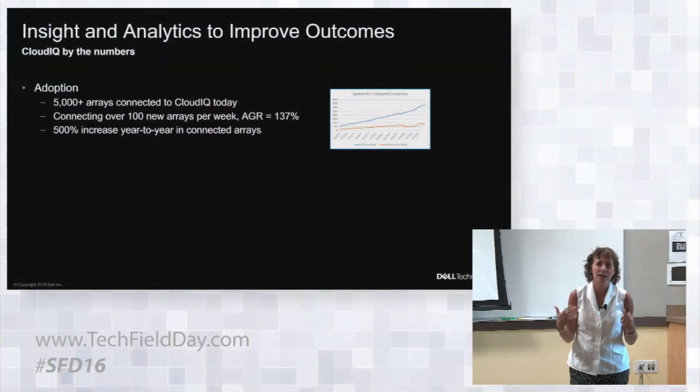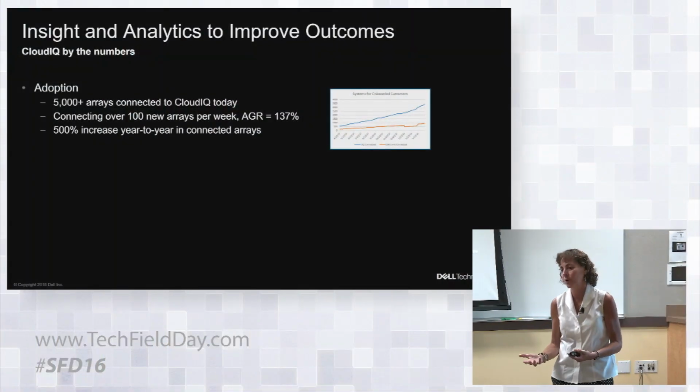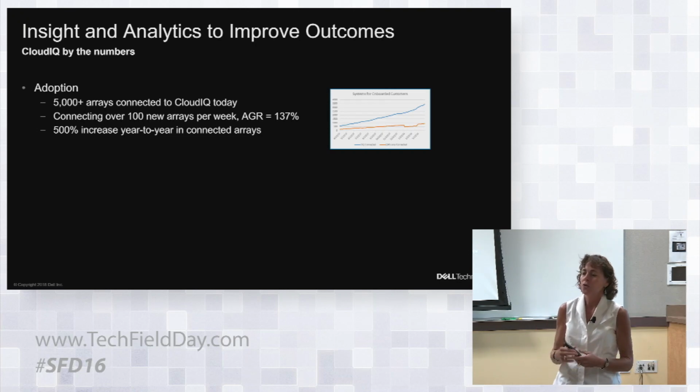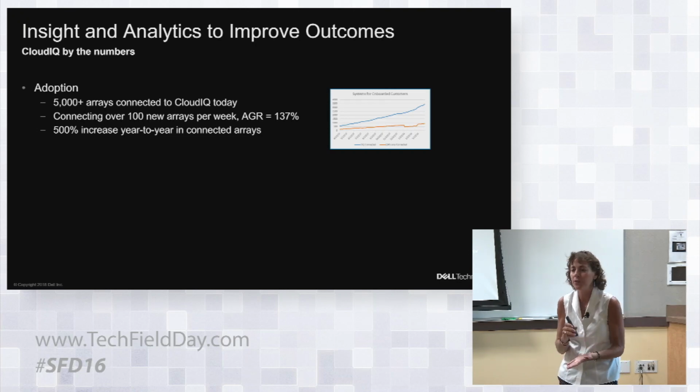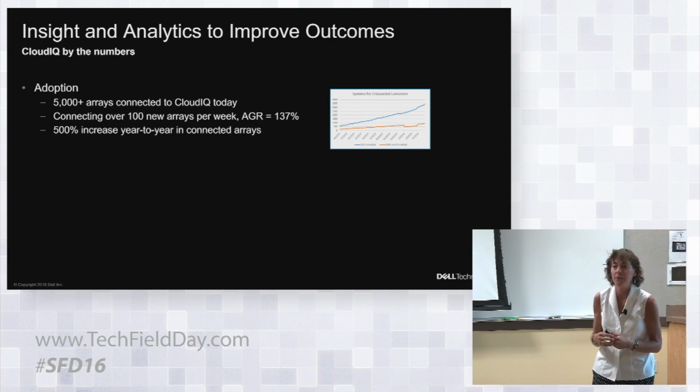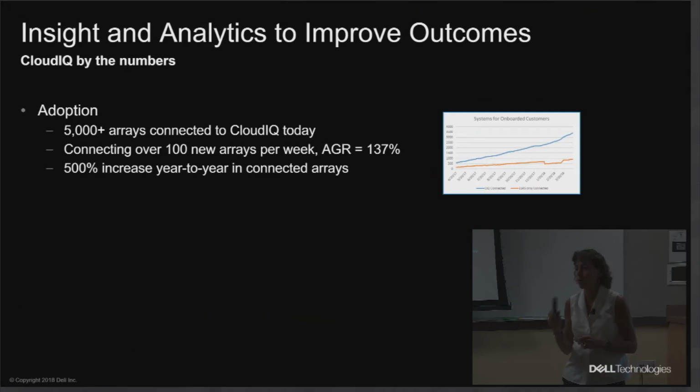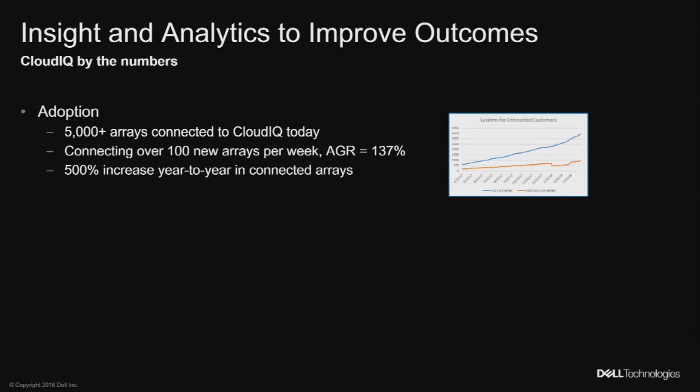The reason that I wanted to talk about all these capabilities is now I want to give the so what in terms of what CloudIQ is providing for our customers. So first of all, we have over 5,000 arrays connected today. So we have a run rate of over 100 arrays per week. This has definitely ramped up a lot over the course of the year. So we're now at a 500% increase from a year ago. So we're very psyched about that.